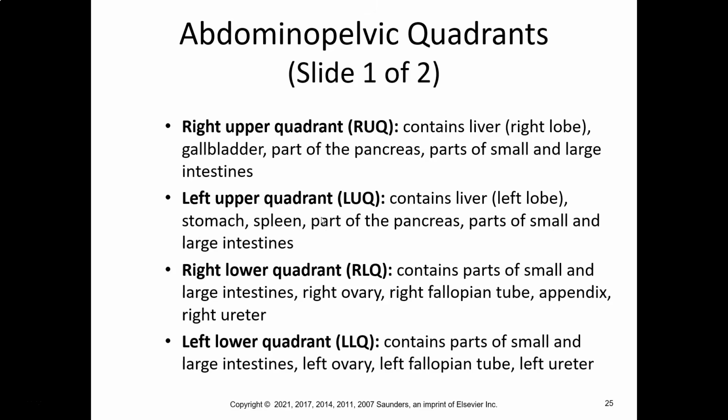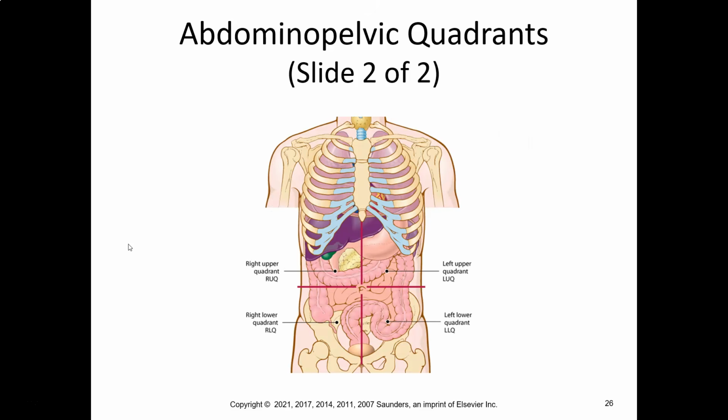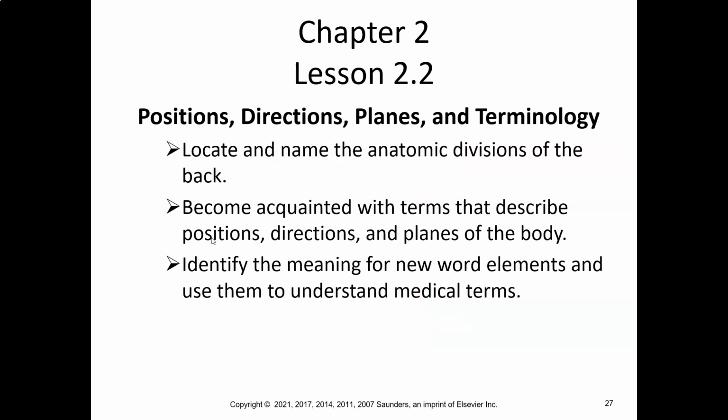So if you had pain in the left upper quadrant, you might have pain in the stomach. If you have pain in the right upper quadrant, you might have pain in your gallbladder or liver. If you have pain in the right lower quadrant, that might be the right ovary, but the appendix is in the right lower quadrant. And the left lower quadrant, you've got your left fallopian tube, left ureter, left ovary. So here's the difference between the right upper quadrant and left upper quadrant. Knowing what organs fit into which quadrant and which region is important.